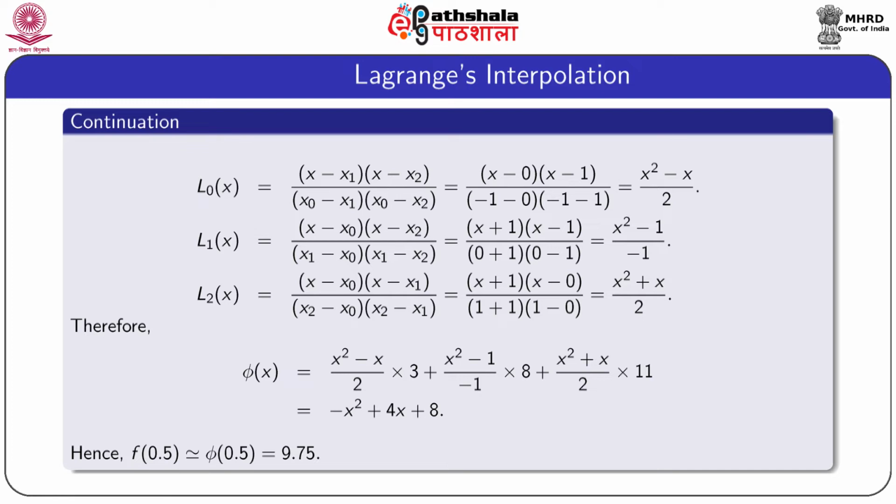Now, from this polynomial we can calculate the value of the function f at 0.5, but as per our convention, f(x) is approximately equal to phi(x). That means f at 0.5 is approximately equal to phi at 0.5 and this becomes 9.75. That means, when the value of x is substituted in the expression for phi(x), then the value becomes 9.75. This is the approximate value of the original function f at the point x equal to 0.5.